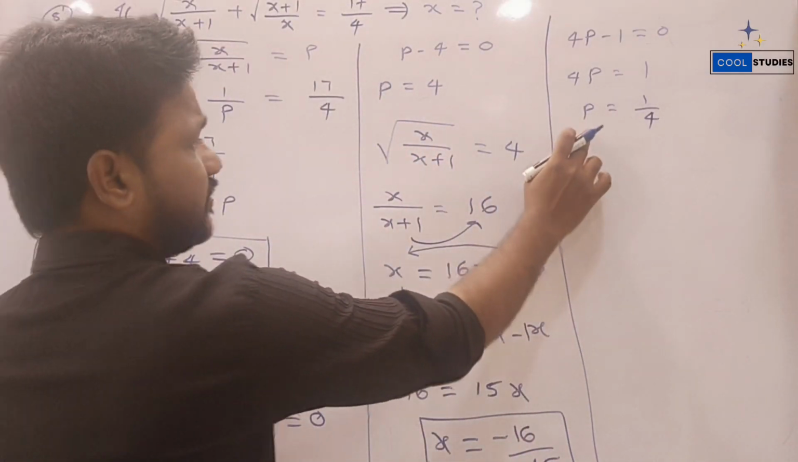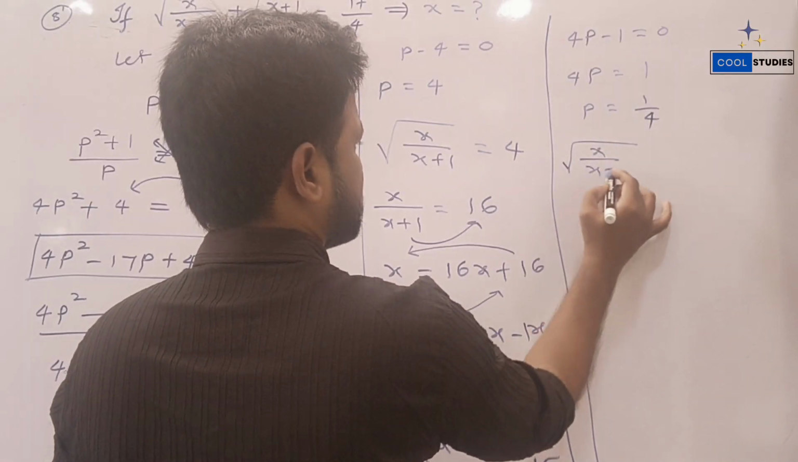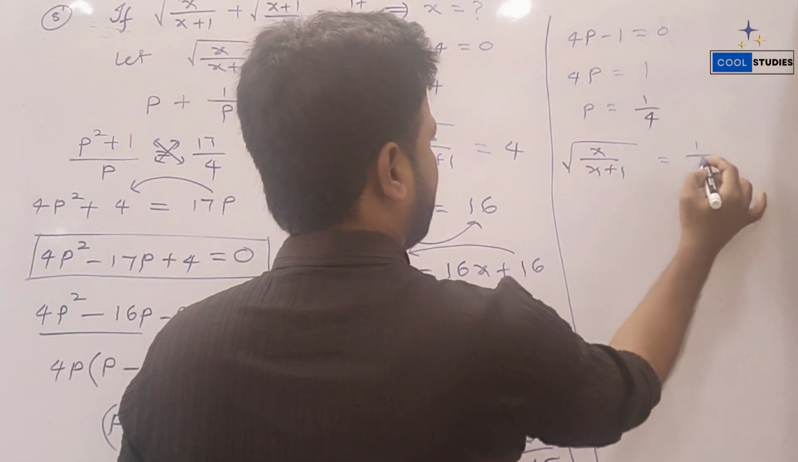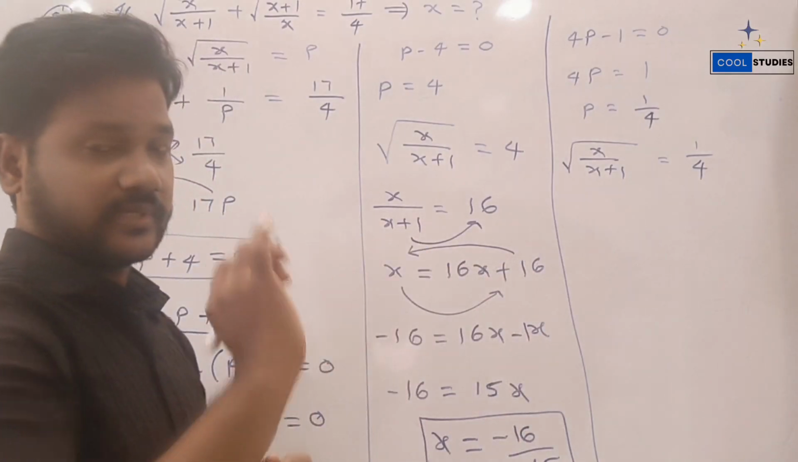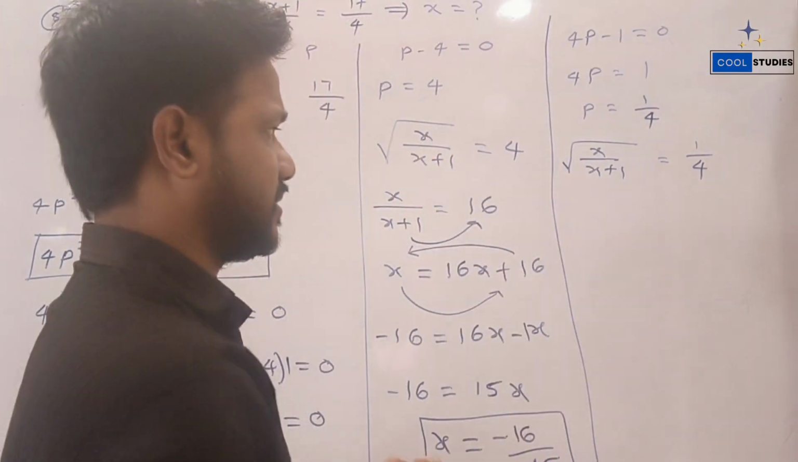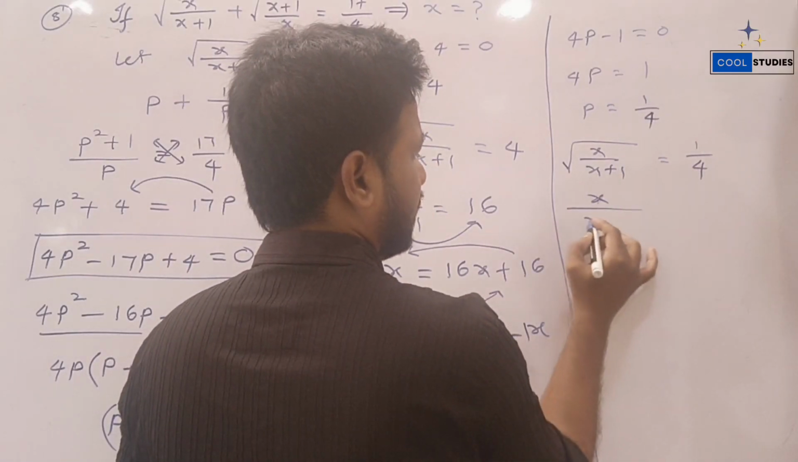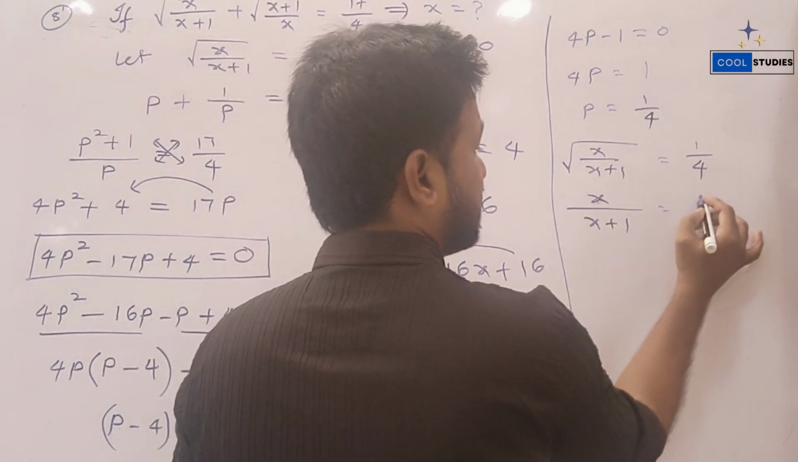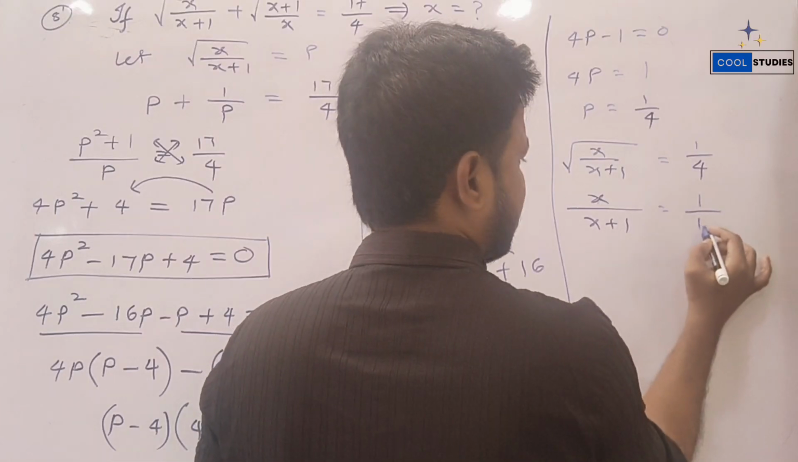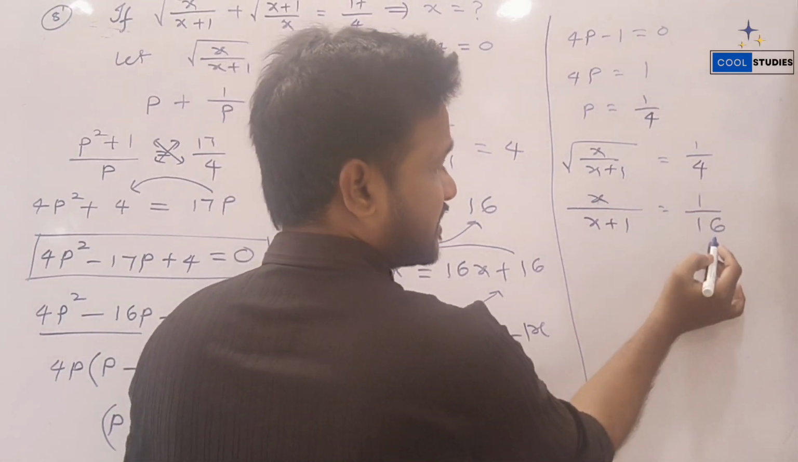But p means, what is the p? Root over x by x plus 1 is equal to 1 by 4. Same procedure. To cancel the root, again do squaring on both sides. If we apply squaring on both sides, then what do we get? x by x plus 1. Here 1 square is 1, 4 square is 16. Again do cross multiplication. 16 into x.